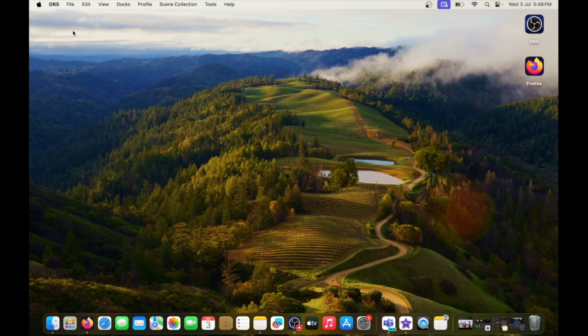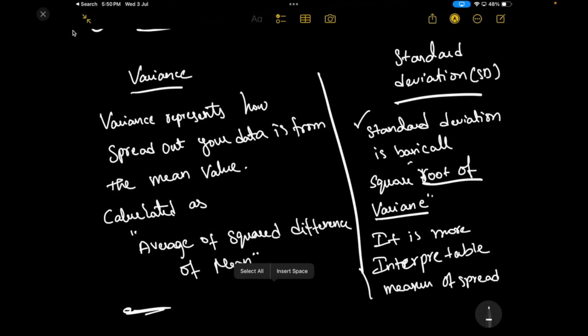Yeah, guys. So in this particular session, we are going to have a look at variance and standard deviation. These are two important things in data analysis. Before that, I'll tell you why these two statistical things are used in data analysis.